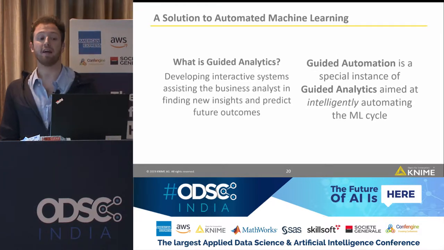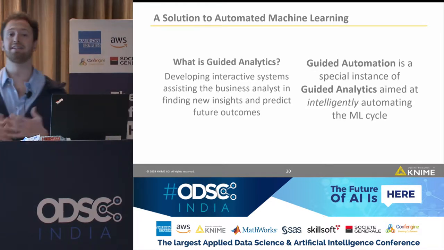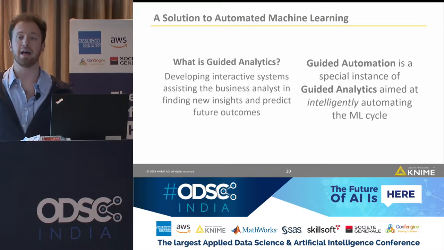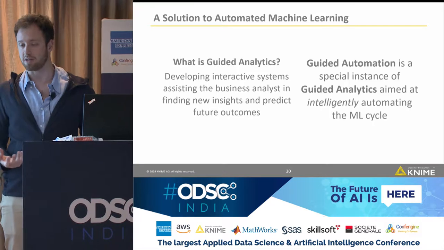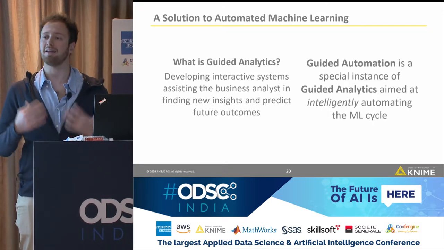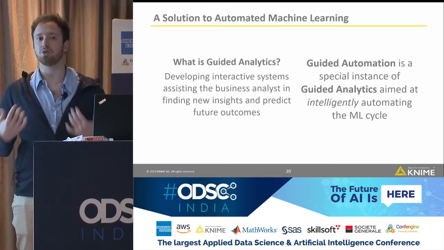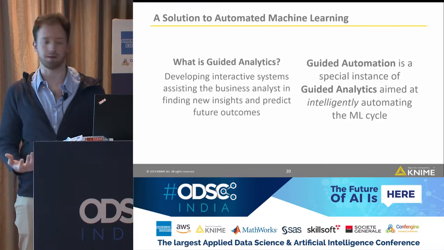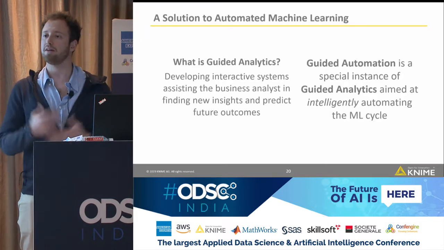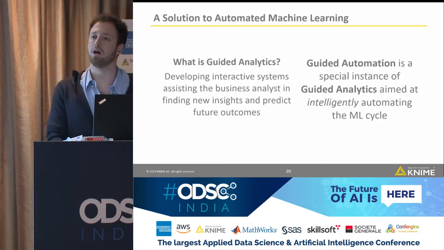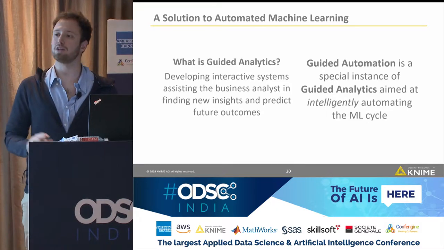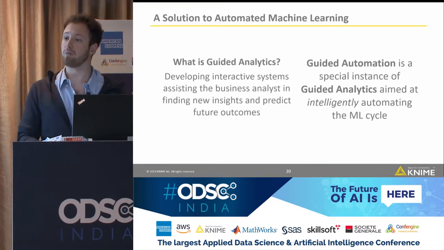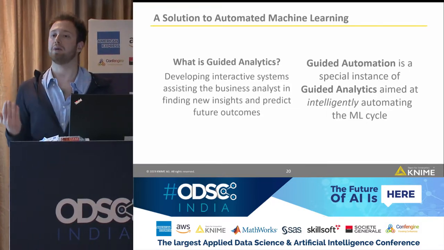So guided analytics is about deploying interactive systems that the business analyst is able to use to make decisions, to easily get information out of data to decide something that is important for the business or whatever other situation it needs to look in. The idea of guided automation is a special instance of guided analytics. So the idea is to use this framework to intelligently automate machine learning.